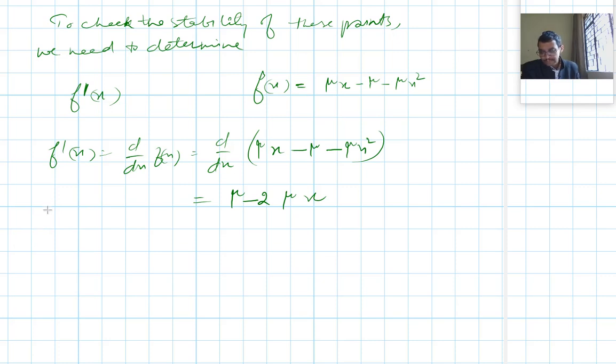And for stability, the mod of the derivative of f of x must be less than 1. This is the stability criteria. So let us now consider our values which we have chosen.